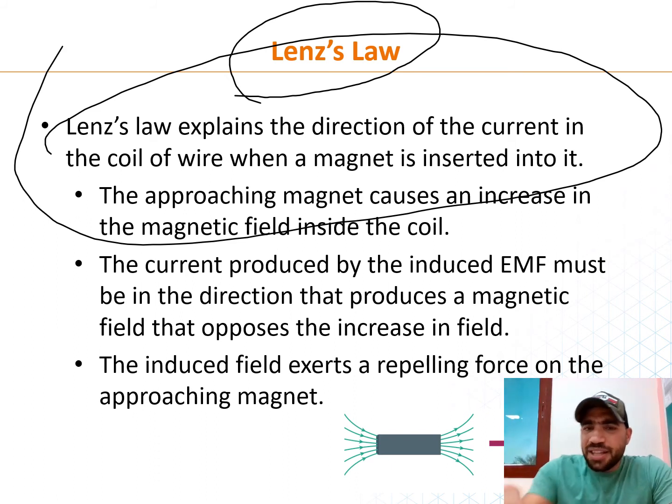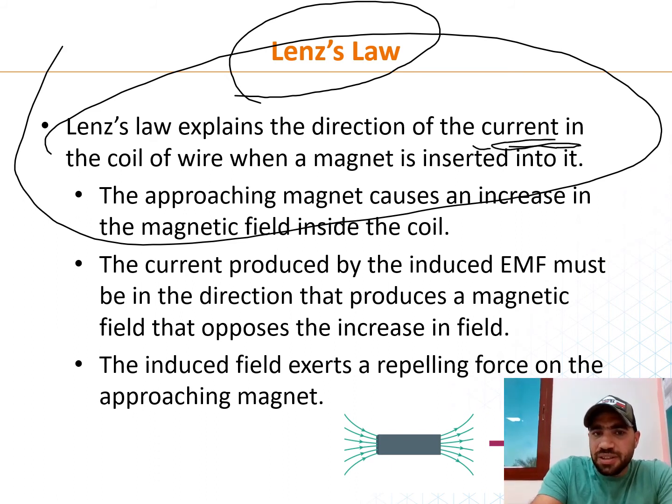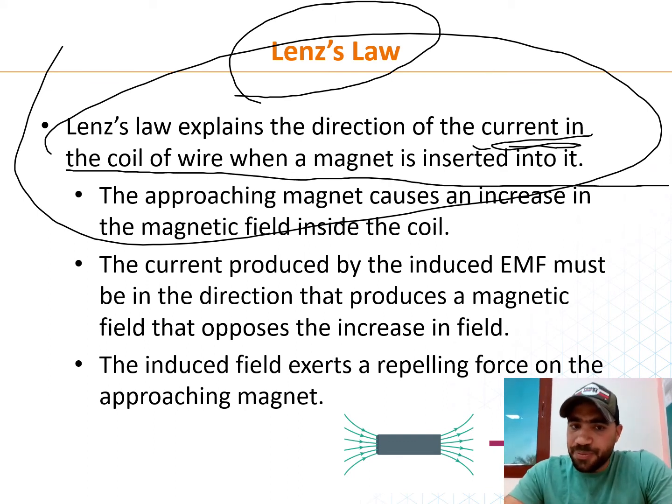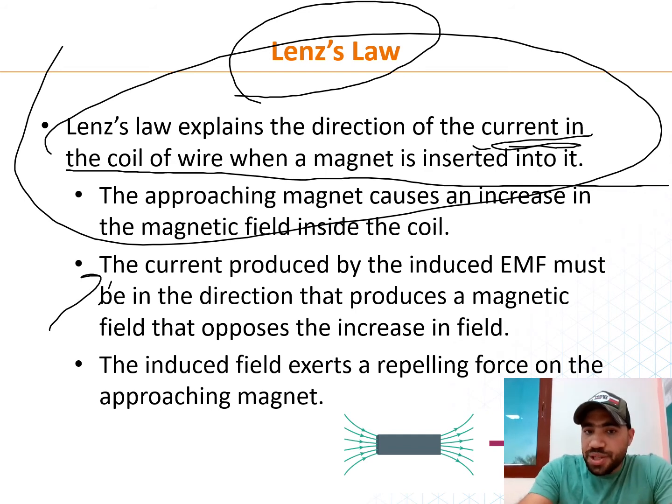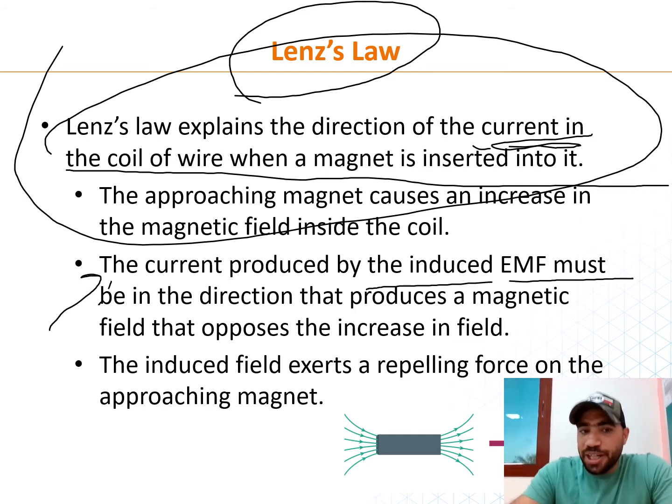Lenz's law explains the direction of the current in the coil of wire when a magnet is inserted into it, and the current produced by the induced electromagnetic force. Somebody remember what EMF means? Electromagnetic force. What is the formula of EMF? The formula is BLV.